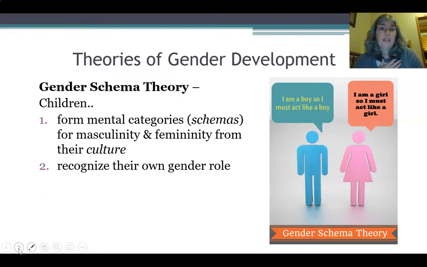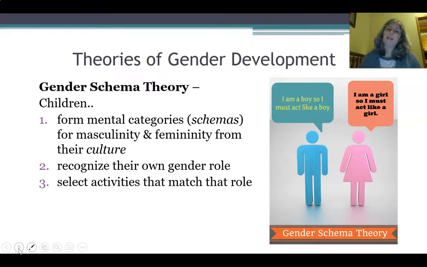Then they recognize their own gender role. So they recognize, okay, I'm a boy. Girls recognize they're a girl. And then they decide, okay, so this is how I should act. Well, that makes sense. So let's take this for girls. Since, you know, obviously I have a daughter, and being a girl, I can relate to that a bit more. So you grow up and you watch Disney princess movies when you're very young. And you see that they wear beautiful gowns. They're somewhat delicate. They usually need to be saved in some way. They're going to be saved by a male.